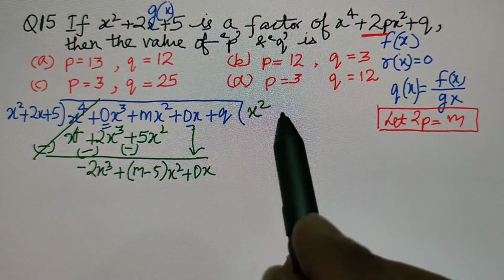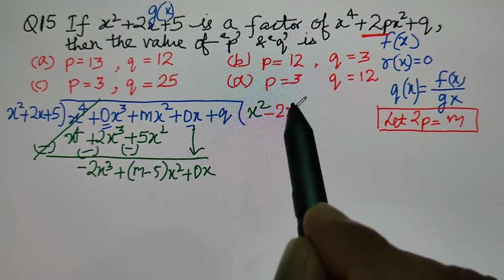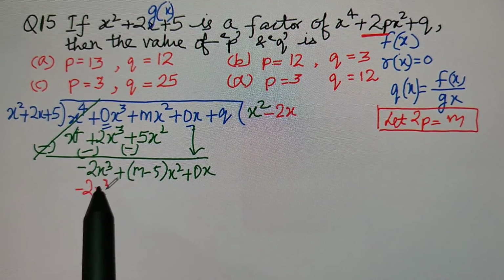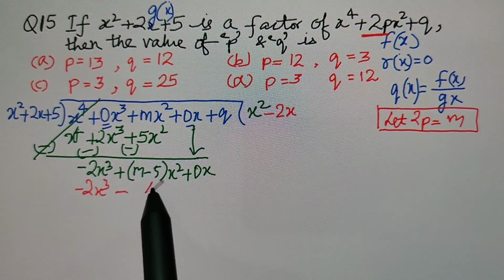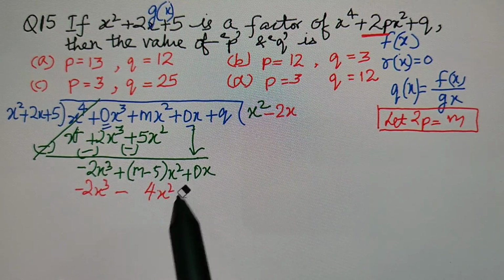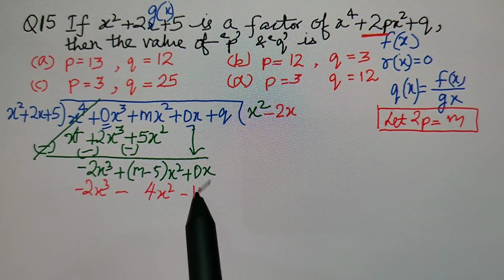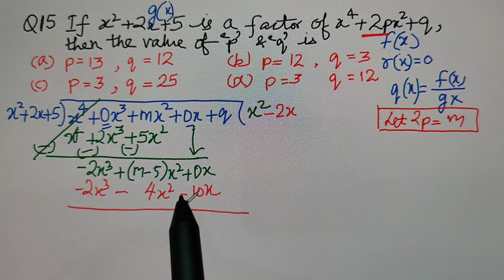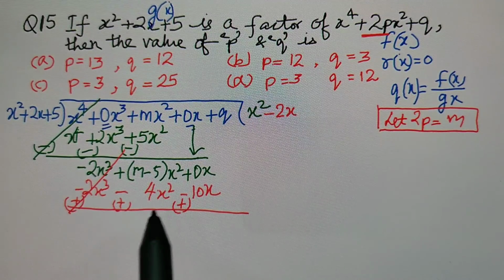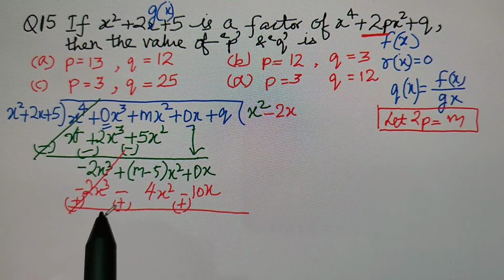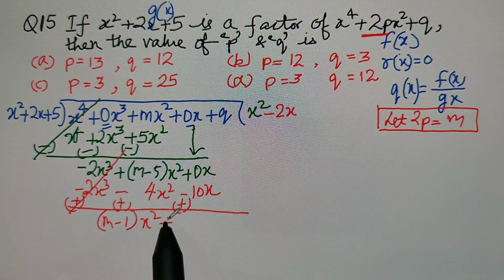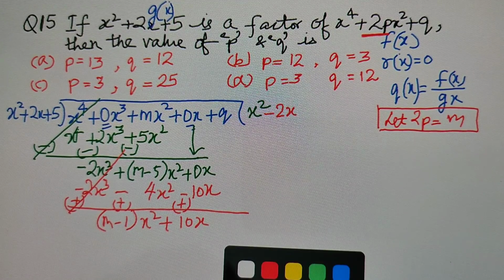Great. Now the next term which I'm going to get here is minus 2x. Minus 2x cube, then minus 4x square, then minus 10x. Okay, cool. Change the signs again, so this gets cancelled. Now if I take x square as common, I will get m minus 1 x square and then plus 10x. Fine.